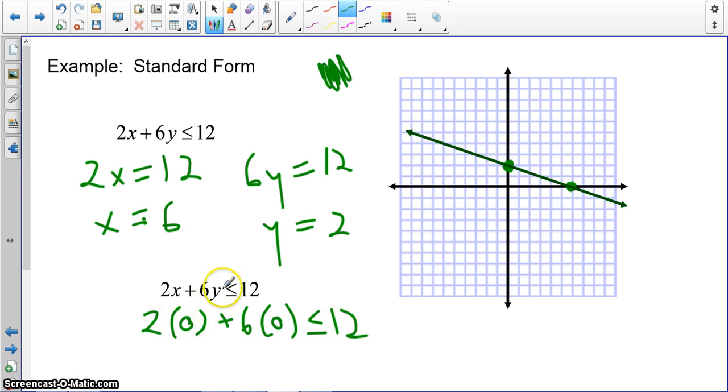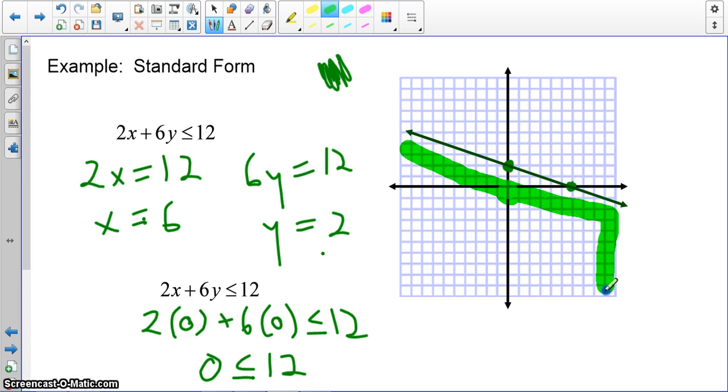So x is 0, y is 0. That's the origin, that's this point here. If this works out to be true, then you shade towards that point. If not, then you shade away, and then look here, it works out to be true. This is a true inequality. 0 is less than or equal to 12, less than in particular. So I'm going to shade everywhere on this side of the inequality, which is below.